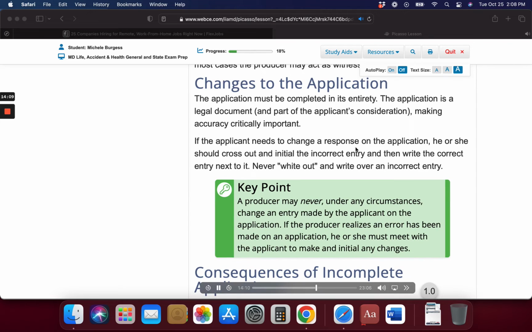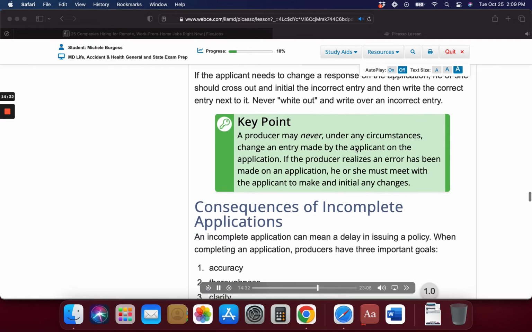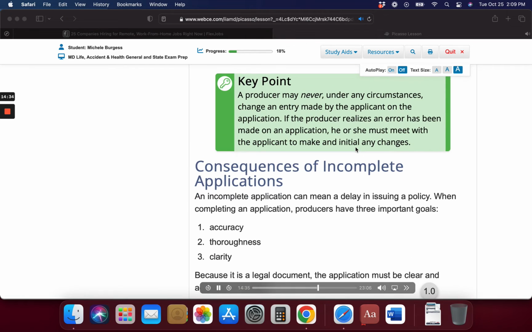Changes to the application. The application must be completed in its entirety. The application is a legal document, and part of the applicant's consideration, making accuracy critically important. If the applicant needs to change a response on the application, he or she should cross out and initial the incorrect entry and then write the correct entry next to it. Never white out and write over an incorrect entry. Key point. A producer may never, under any circumstances, change an entry made by the applicant on the application. If the producer realizes an error has been made on an application, he or she must meet with the applicant to make and initial any changes.